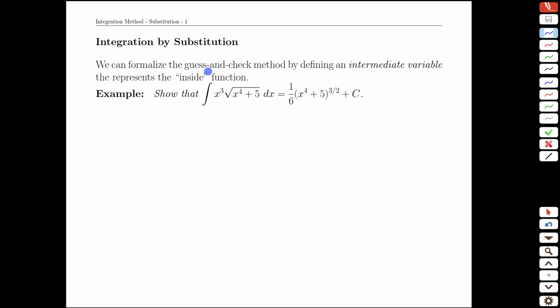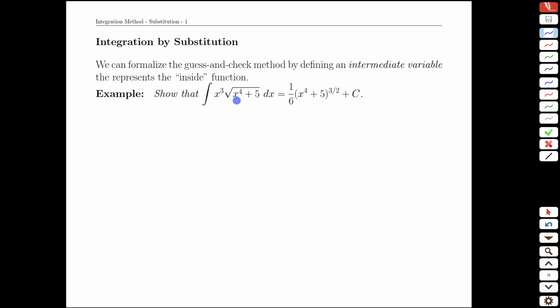In some earlier videos, we looked at the guess and check method for evaluating integrals. This time we're going to formalize that into a method called the method of substitution. And what it's built on is the idea of creating an intermediate variable, and that we're going to substitute into our integral. To see how this works, let's start off with an integral here, x cubed, the square root of x to the 4 plus 5 with respect to x.